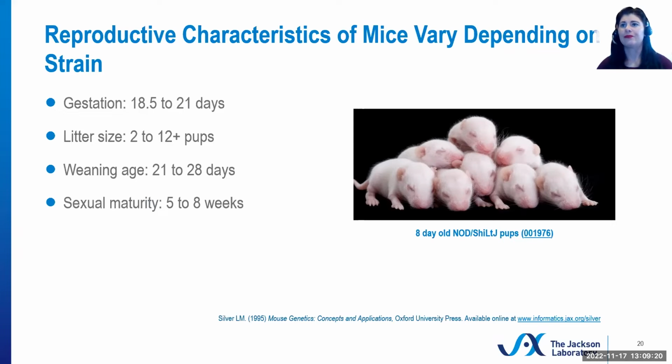Sexual maturity is typically 5 to 6 weeks in females and 6 to 8 weeks in males. However, this can potentially vary by strain.